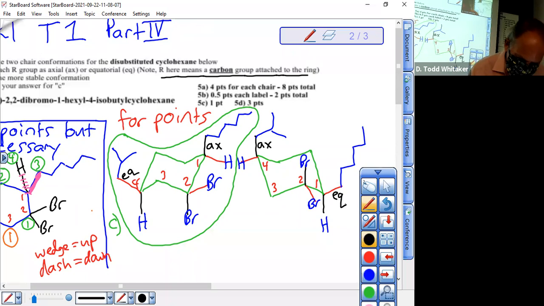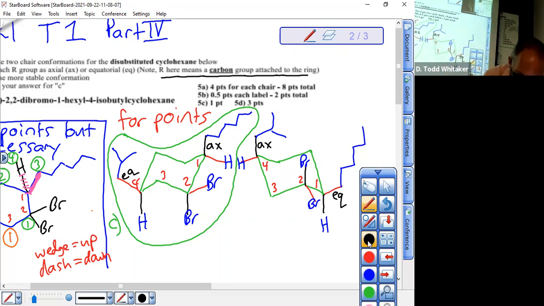As promised, in one chair, if the group is equatorial, in the other chair, the group is axial. And similarly, if in one chair, the group's axial, in the other chair, it needs to be equatorial. Summary, up stays up, down stays down, axials become equatorials, equatorials become axials. There's your summary. And then D is easy.